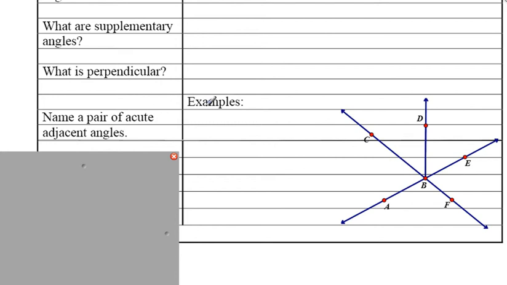Name a pair of acute adjacent angles. So adjacent, we just learned, are angles that are right next to each other. They share a common side. So if you can see acute angles that are right next to each other, we have angle CBD is next to angle DBE, and it's clear that each of them is less than 90 degrees. So a pair of acute adjacent angles would be angle CBD and angle DBE.